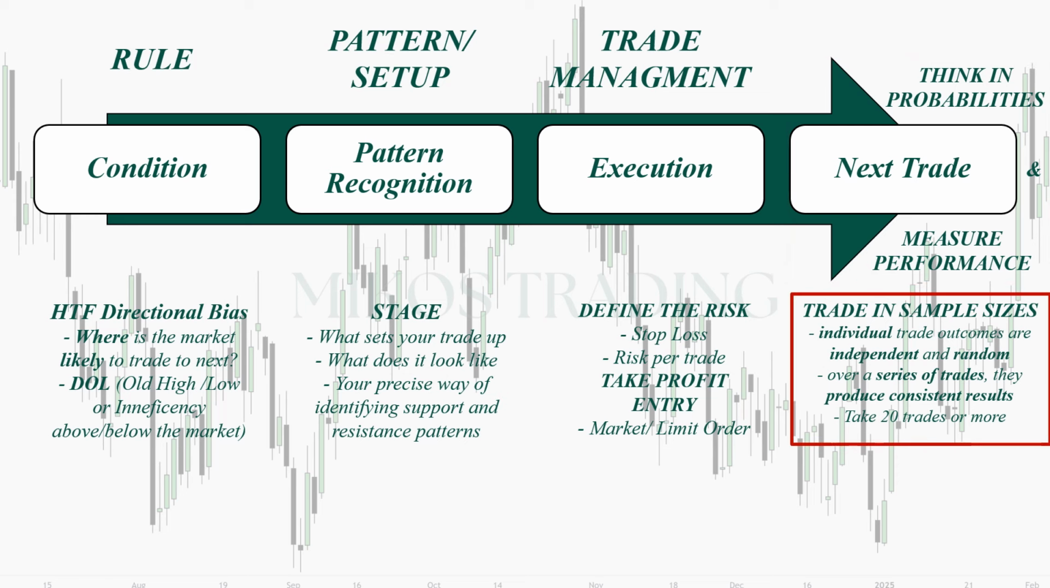Professional traders know that individual trade outcomes are independent and random, but over a series of trades, they produce consistent results. That is why professionals trade in sample sizes of 20 trades or more. They think in probabilities and judge the viability of their edge based on the results of at least the next 20 valid trades or more. In other words, they determine their success on the results of their valid sample size rather than on a trade-by-trade basis.